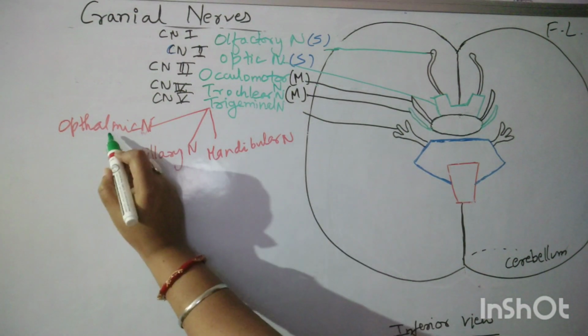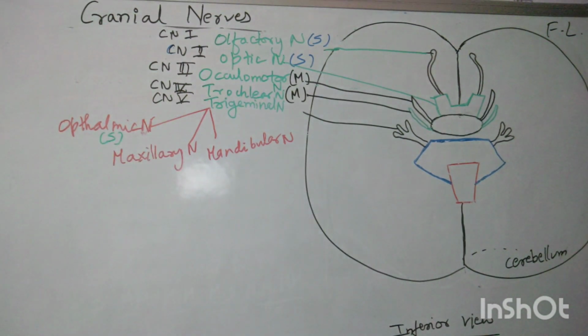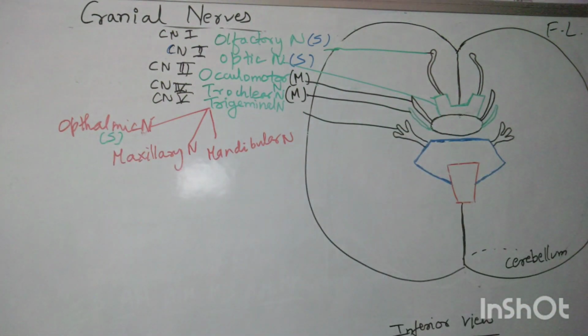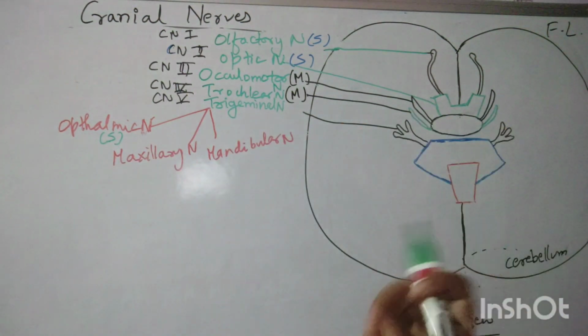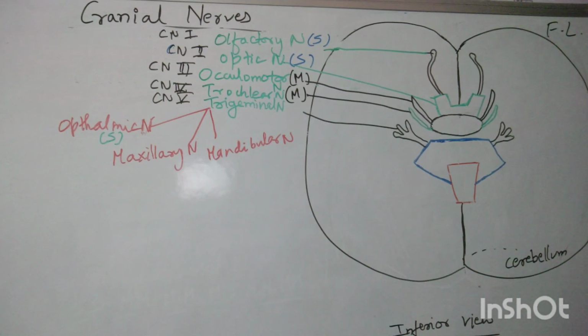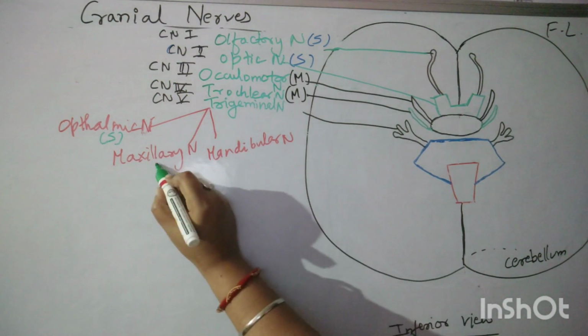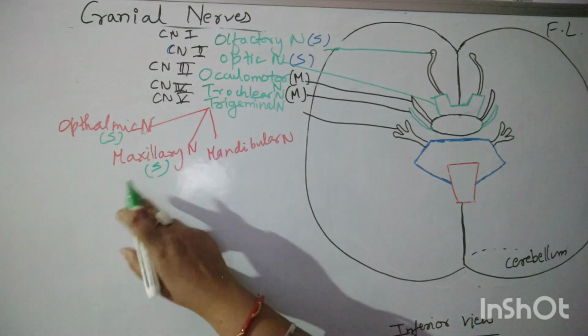So these are mainly sensory nerves. Means they are taking the senses from this area to the brain. Ophthalmic nerve carries the impulses from the lacrimal glands, or sinuses, ethmoidal bone, and the orbital area. So they are sensory type. Maxillary nerve. Maxilla means the upper jaw. So upper jaw, all the senses which we are getting on the face are carried by this maxillary nerve.